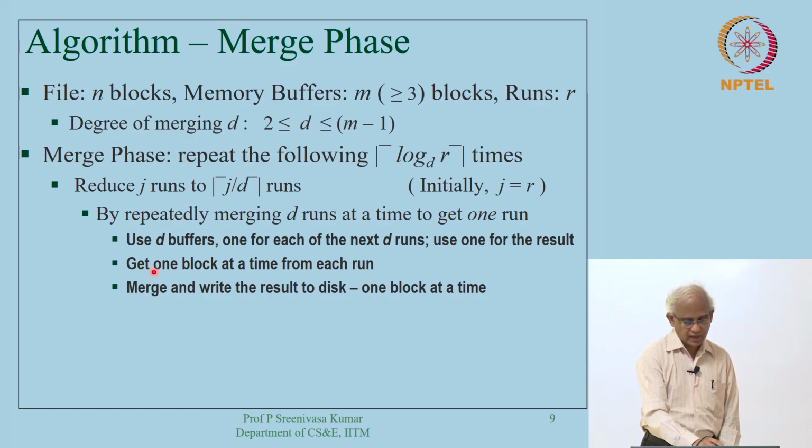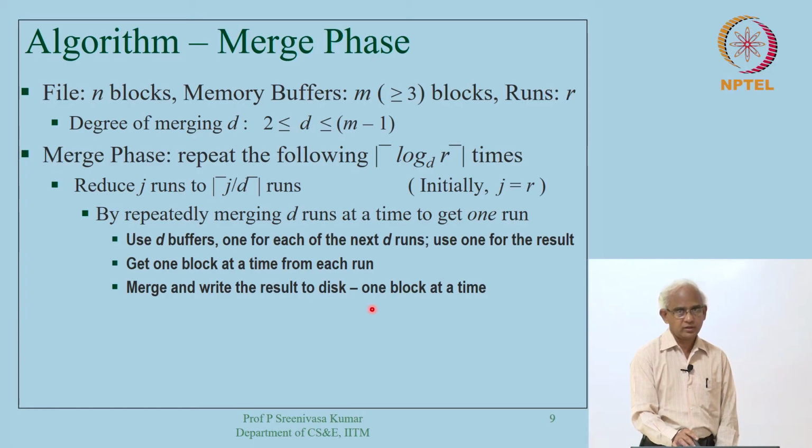Okay. So, get one block at a time from each of these runs. Each of these runs is a huge file again. So, get one block at a time from each of these runs, merge and write the result to the disk. This you can afford to do because each of those runs are already sorted. So, you can consider the topmost block in each of those runs, and then if necessary, yeah. So, I will show you a diagram also for that. Merge and write the result to the disk, one block at a time.